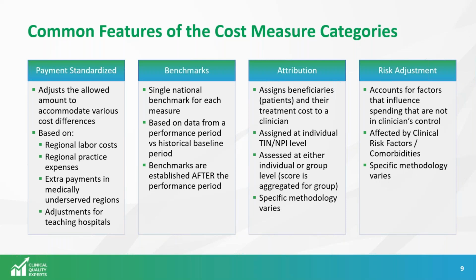So each of the measure categories are very neat, but there are some features that are shared among them. These include payment standardization, which is basically the Medicare allowed amount, taking differences in cost into consideration. Those costs are based on labor and practice expenses in specific regions. And then those regions that qualify for extra Medicare payments because they are in regions that are medically underserved, and then they also adjust for teaching hospitals.